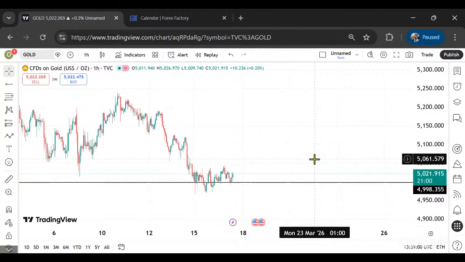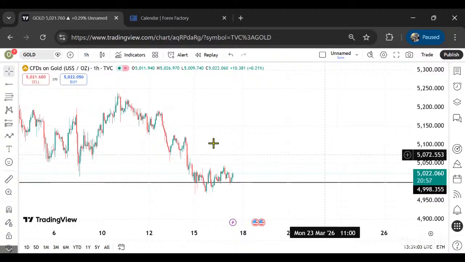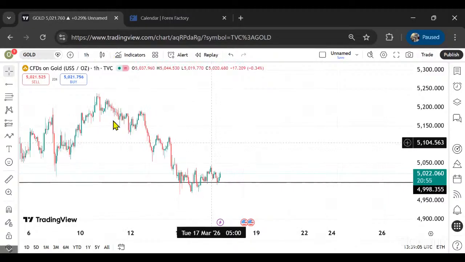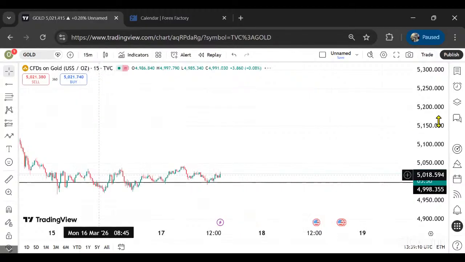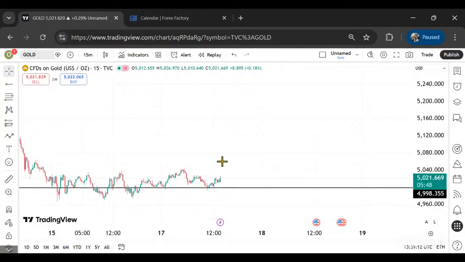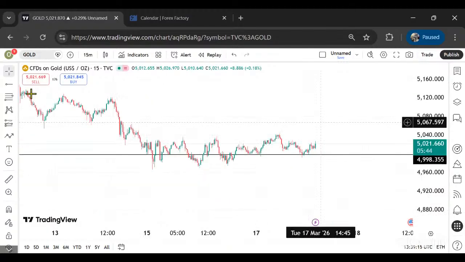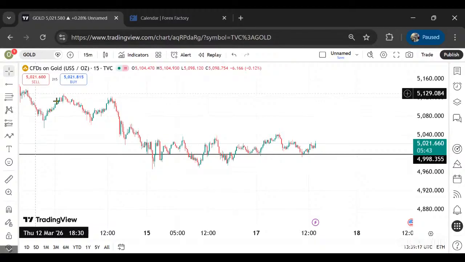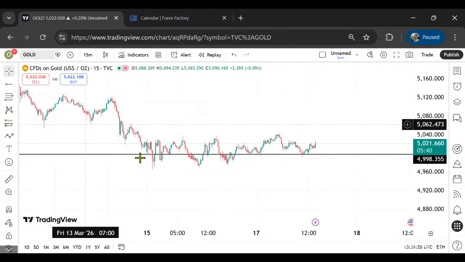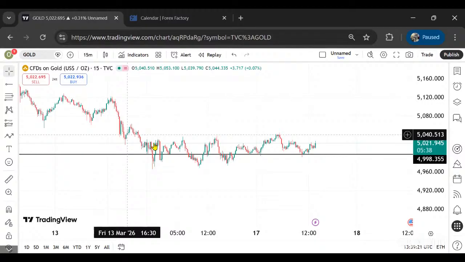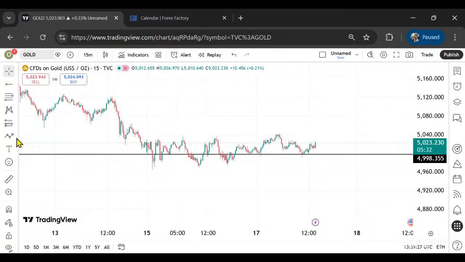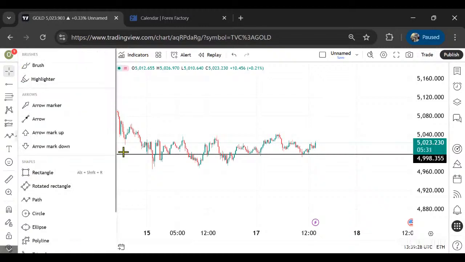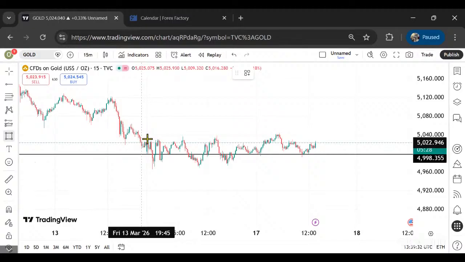Now, what am I analyzing in gold? If you pay attention, this is a 1 hour time frame. Let me go to the 15 minutes time frame. From here, gold has been making lower lows. Gold has been going down from here. Now, this is kind of a consolidation. Consolidation means the market is just going up and down, and the market does not have any direction.